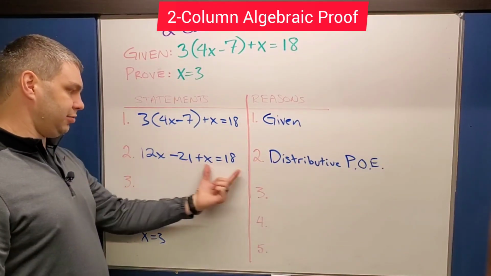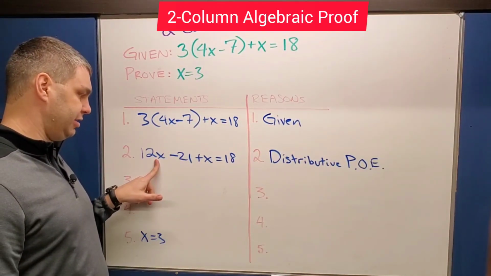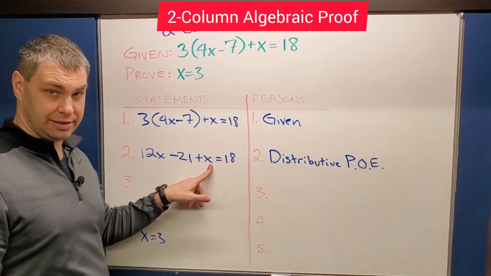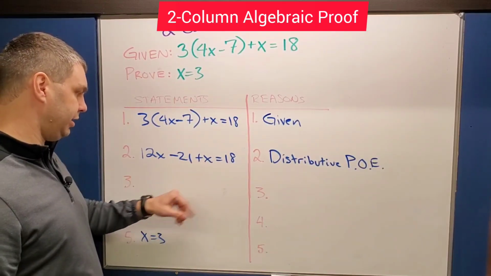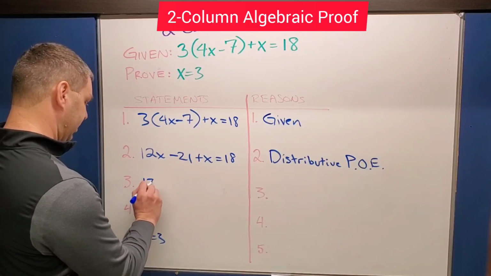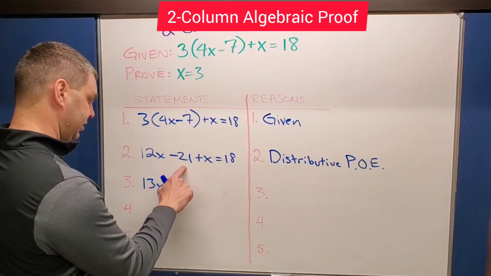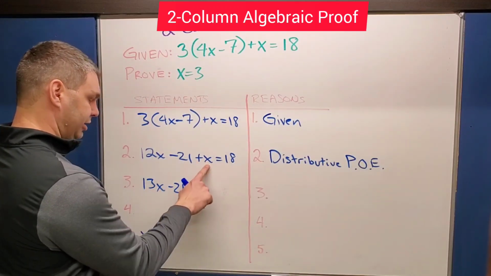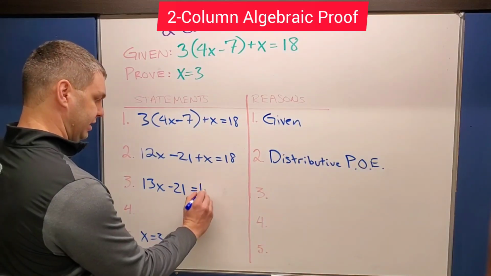All right, what would I do next? Well, I'm seeing that if I have a 12x and just a 1x, I can put those together. 12x plus another x is going to be 13x. So I'm going to say this is now 13x. I still have the minus 21. I already took care of the x, but it's still going to equal 18.